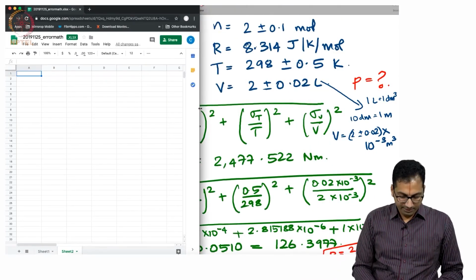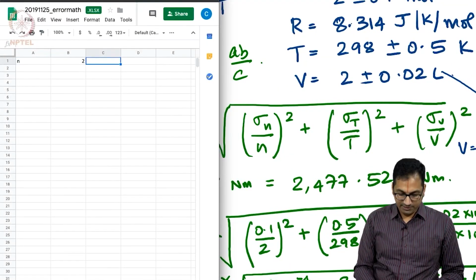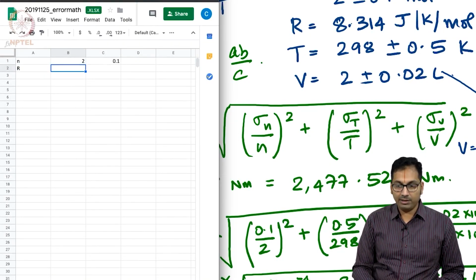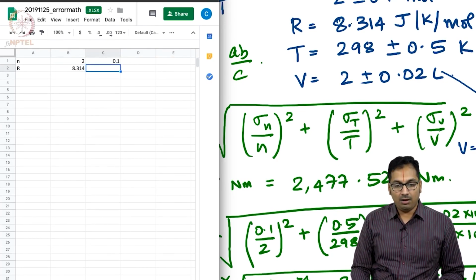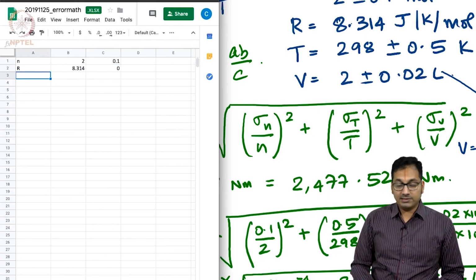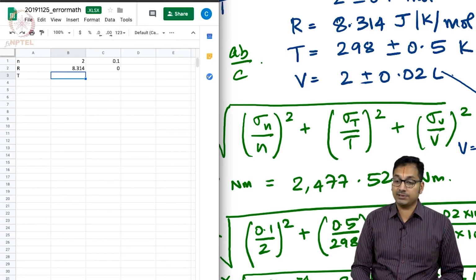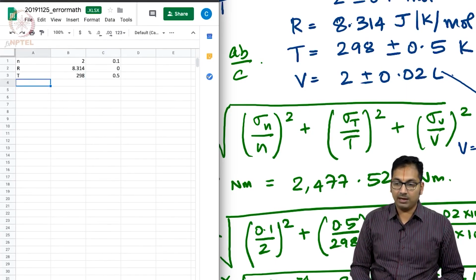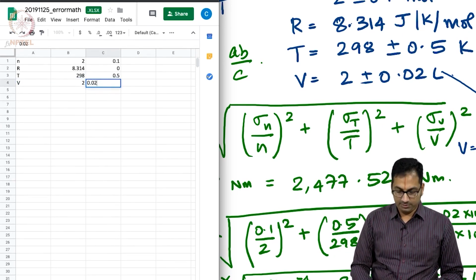So let us have the problem properly defined. The number of moles N here is given as 2 plus minus 0.1. You might ask, how can the number of moles be a non-integer number? Here we are trying to say maybe the precision at which you measure the mass or any other parameter like pressure induces the error in it. Let us assume that there is no error involved with the measurement or the constant that we use for the universal gas constant. The temperature is 298 Kelvin plus minus 0.5 Kelvin, and the volume is 2 liters, with an error of 0.02.